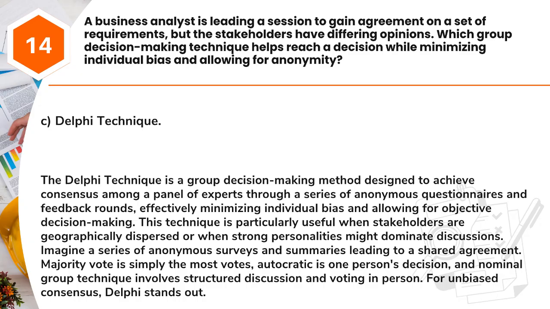experts through a series of anonymous questionnaires and feedback rounds, effectively minimizing individual bias and allowing for objective decision-making. This technique is particularly useful when stakeholders are geographically dispersed or when strong personalities might dominate discussions. Imagine a series of anonymous surveys and summaries leading to a shared agreement. Majority vote is simply the most votes, autocratic is one person's decision, and nominal group technique involves structured discussion and voting in person. For unbiased consensus, Delphi stands out.